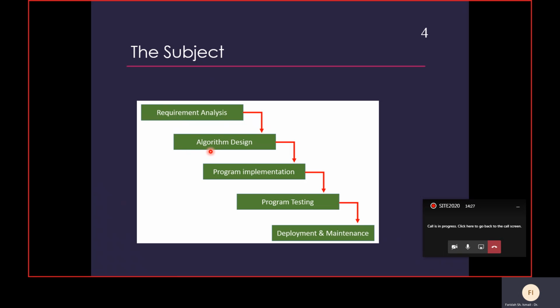Here in the subject, we focus on designing pseudocode as well as flowcharts. And since this is only a structured programming approach, we don't teach any class diagram yet. From the algorithm design, we need them to convert it to program implementation. Here in our institute, we are using Java as our programming language.